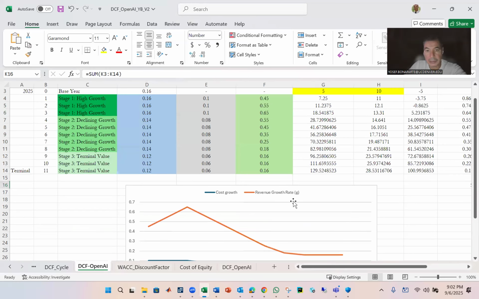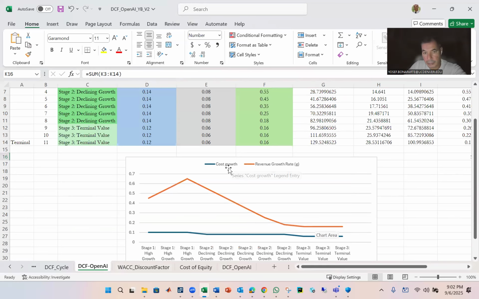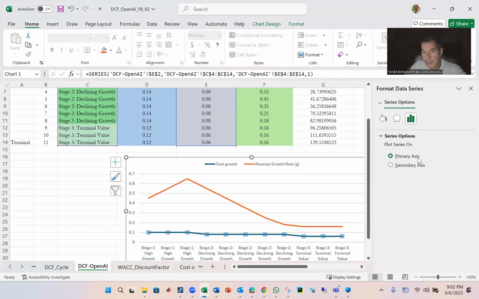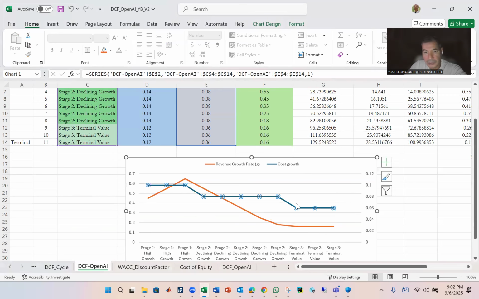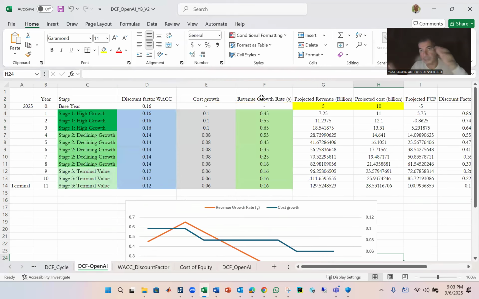Again, here I plot the cost growth and revenue growth. You can see that they're different. If you make a secondary axis here, you can see the revenue growing differently than the cost. Therefore, you have to break them down, between revenue and cost, and calculate each growth separately, and that impacts the projected revenue, projected cost, and then the value of the company.